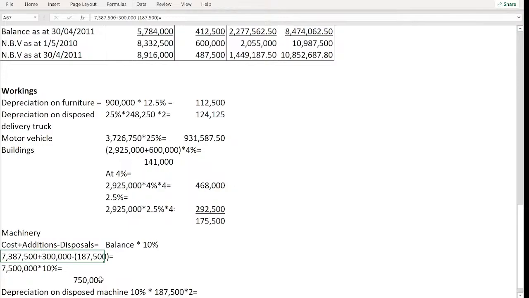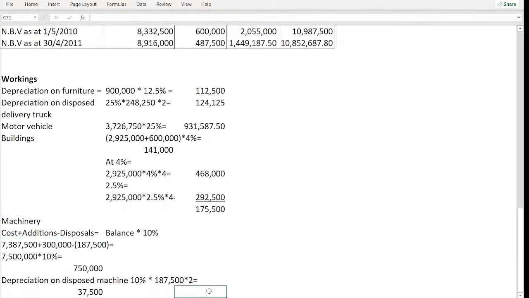Finally, we also have to calculate the depreciation of the disposed machine. 10% of the cost of the disposed machine, 187,500, and it was for a 3-year-old machine. Since we are not calculating the year of disposal, we are going to multiply by 2 for the 2 years, and we get 37,500.